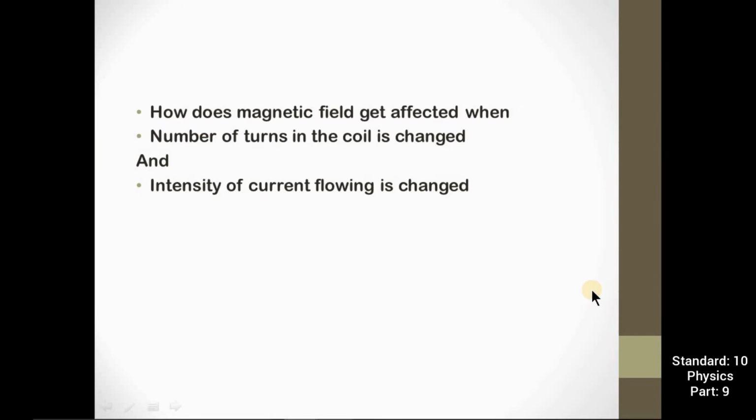Now, how does the magnetic field get affected? We have to learn that. When the number of turns is increased, will the magnetic field get affected? Or if we increase or decrease the intensity of the current in the coil, will the magnetic field get affected? So, to know that, we have to do an experiment.